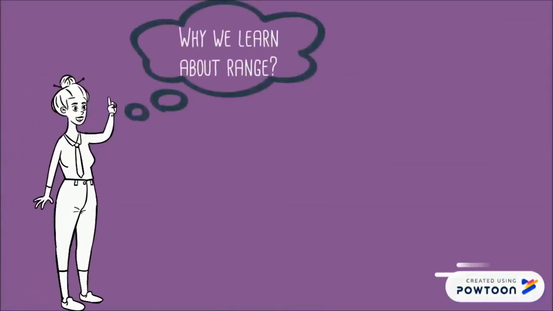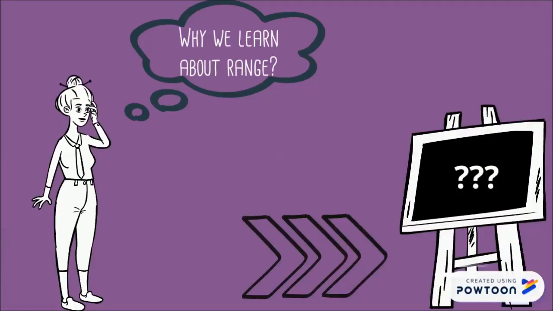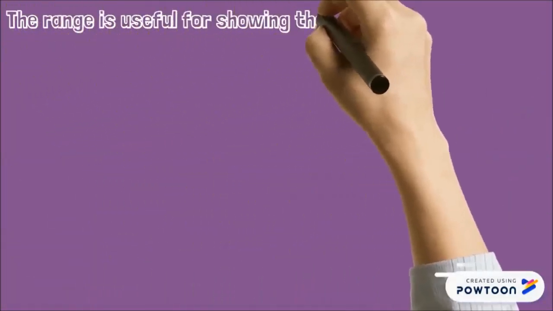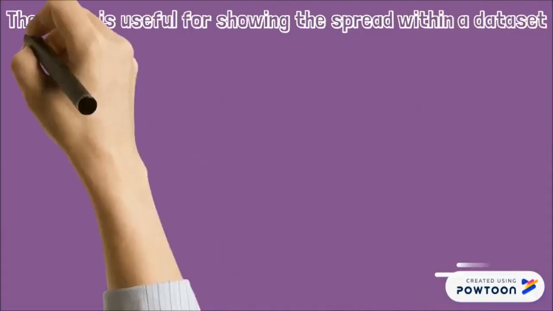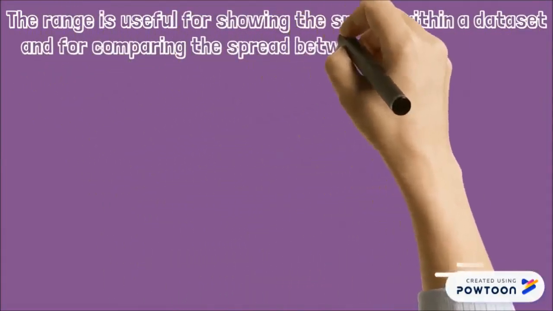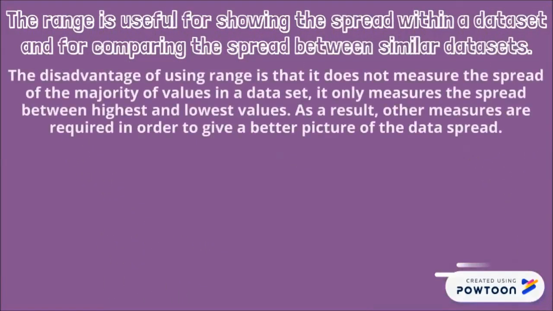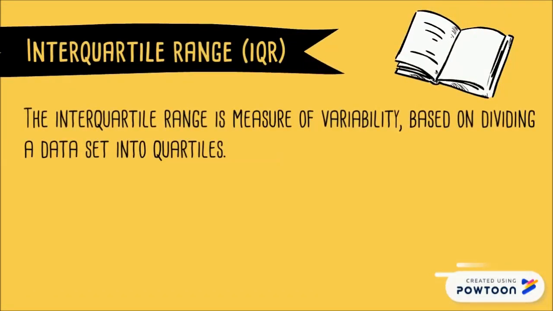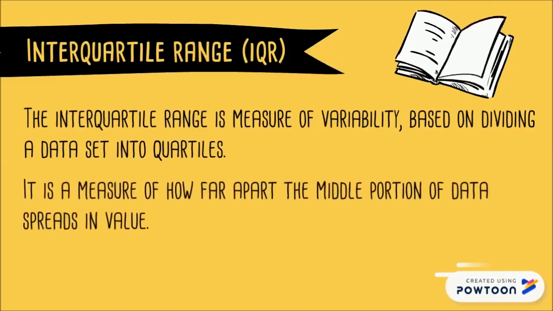Why do we learn about range? The range is useful for showing the spread within a dataset and for comparing the spread between similar datasets. The interquartile range is a measure of variability based on dividing a dataset into quartiles. It is a measure of how far apart the middle portion of data spreads in value.